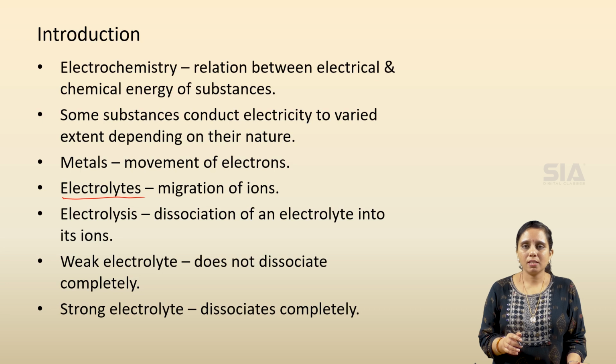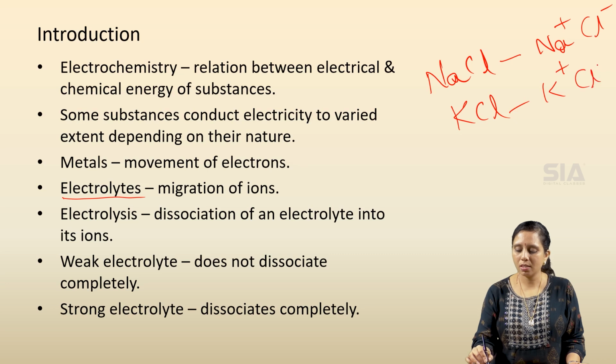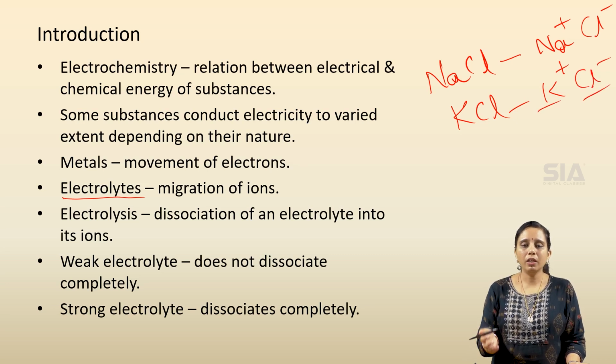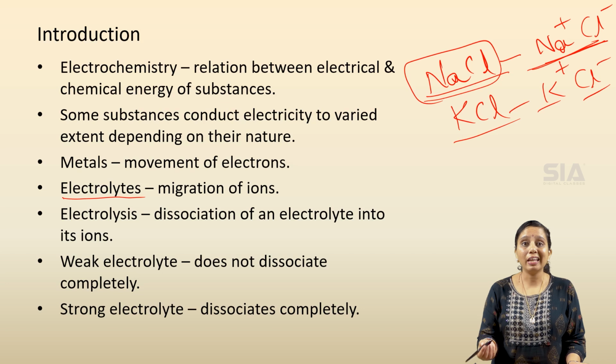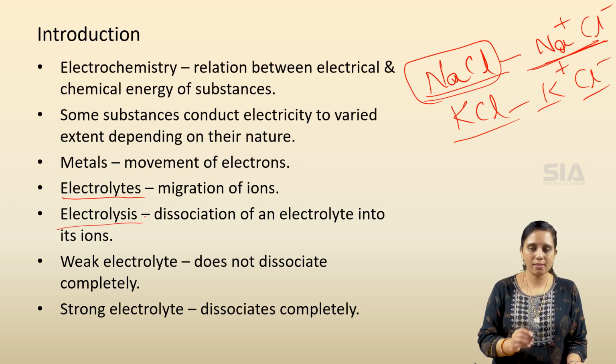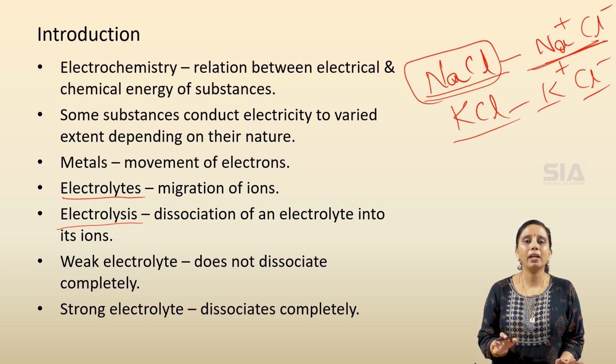Electrolytes are substances or salts that are dissolved in water like NaCl, KCl. These are salts. When dissolved in water, they ionize. That means they divide into ions, Na plus and Cl minus. KCl will convert into K plus and Cl minus. Now these ions, cations and anions, will move from one place to another and conduct the electricity. Such substances are called electrolytes. Now this dissociation of electrolytes into ions in the presence of electricity is called electrolysis. Breaking of a salt, an electrolyte, into its component ions in the presence of electricity is called electrolysis.